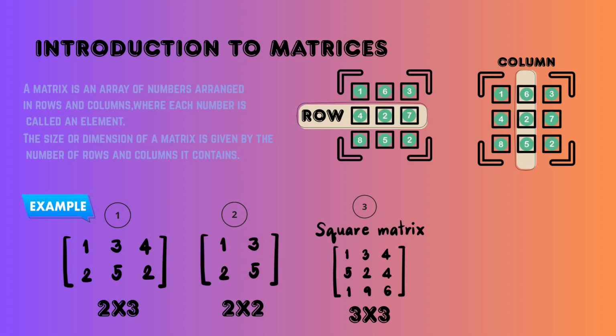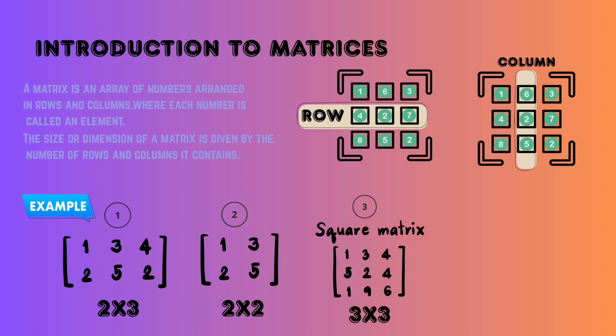This is our introduction to matrices. A matrix is an array of numbers arranged in rows and columns, where each number is called an element. The size or dimension of a matrix is given by the number of rows and columns it contains. For example, a matrix with 2 rows and 3 columns is called a 2x3 matrix.